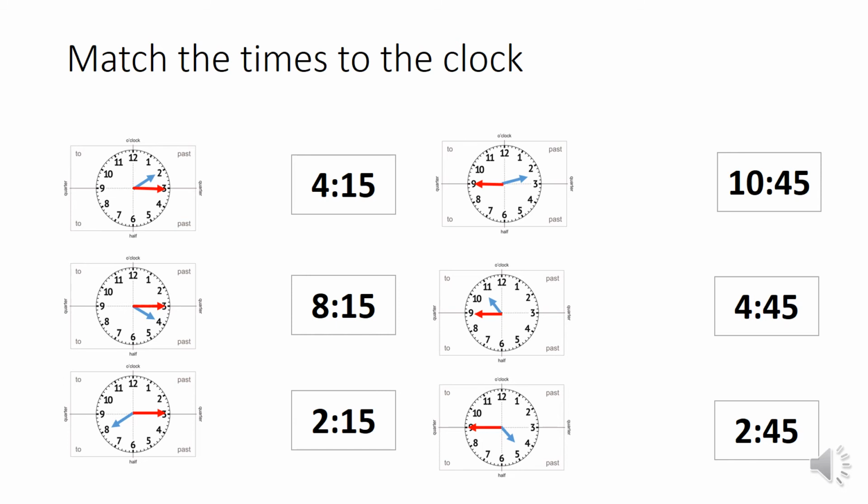So 4:15 is the time in the middle. 8:15, time at the bottom. We can see the hour hand is pointing at 8 and the minute hand is at the 3. 8:15, and the first time is 2:15. Going across the page, 10:45, so we're looking for an hour hand that's gone past the 10 and a minute hand that is pointing at the 9. Well done if you got 10:45.